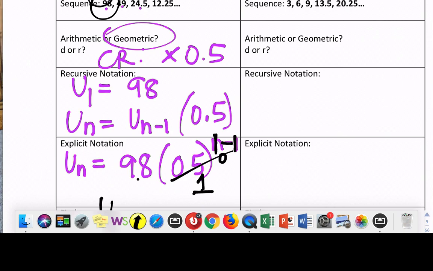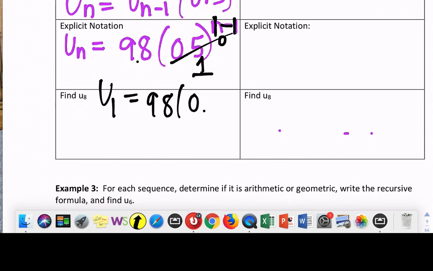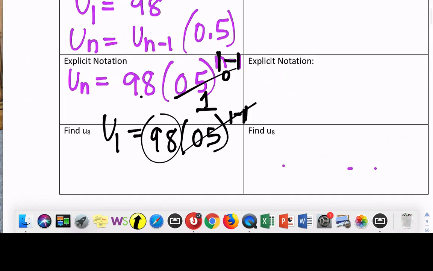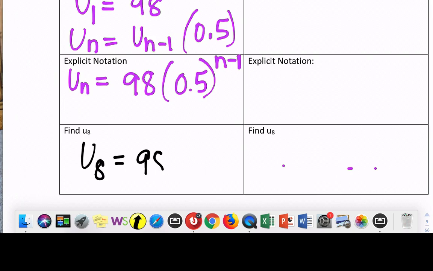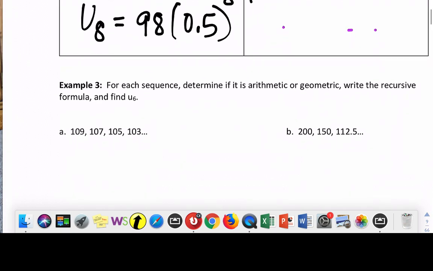Okay, so again, when I plug in u sub 1, this is what it looks like. U sub 1 equals 98 times 0.5. We have 1 minus 1 here, which is 0, and we get the 98. Okay, so here, it's a little bit tricky. We need that n minus 1 power if our first term is 98. Okay, so let's use that and let's find u sub 8 equals 98 times the 0.5 to the 8 minus 1 power. And so that's 7.